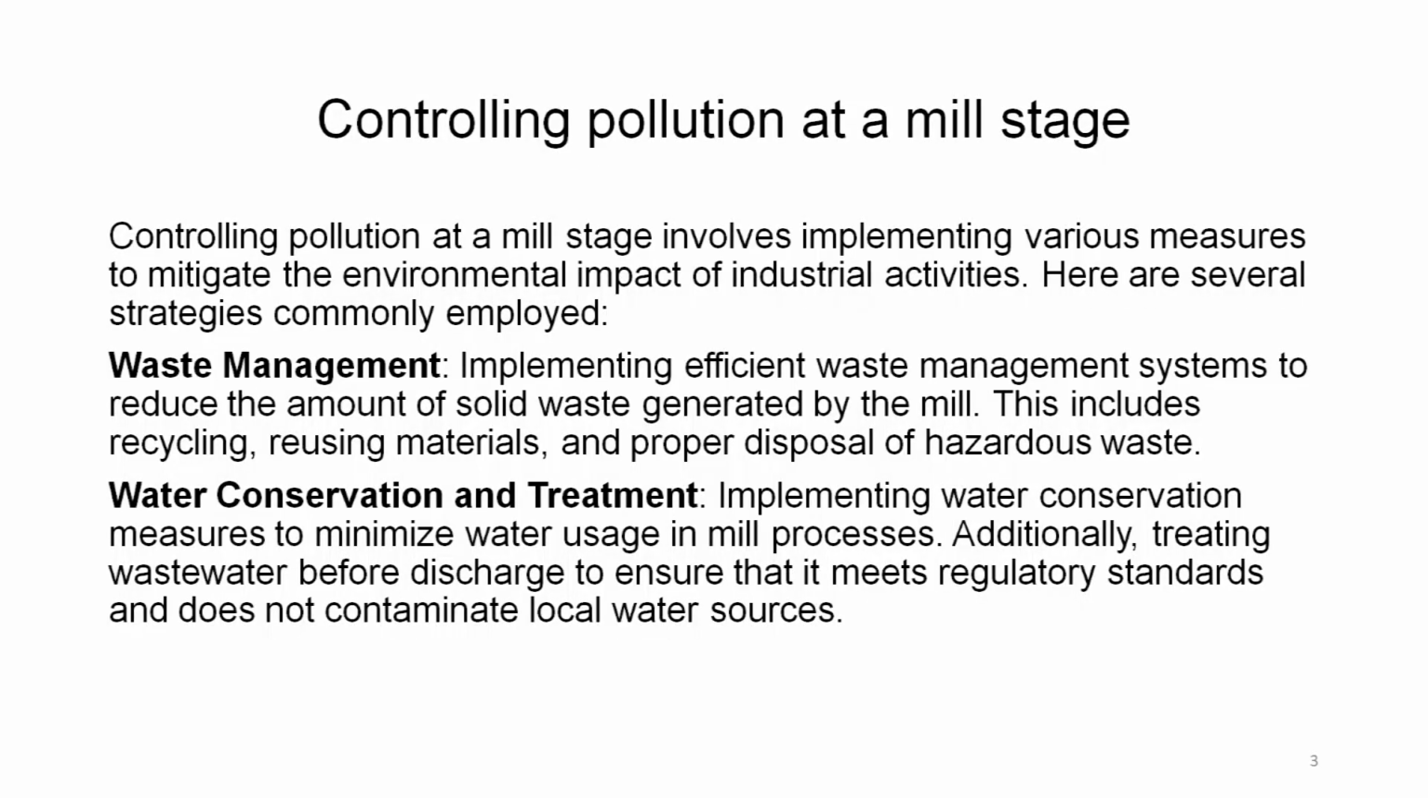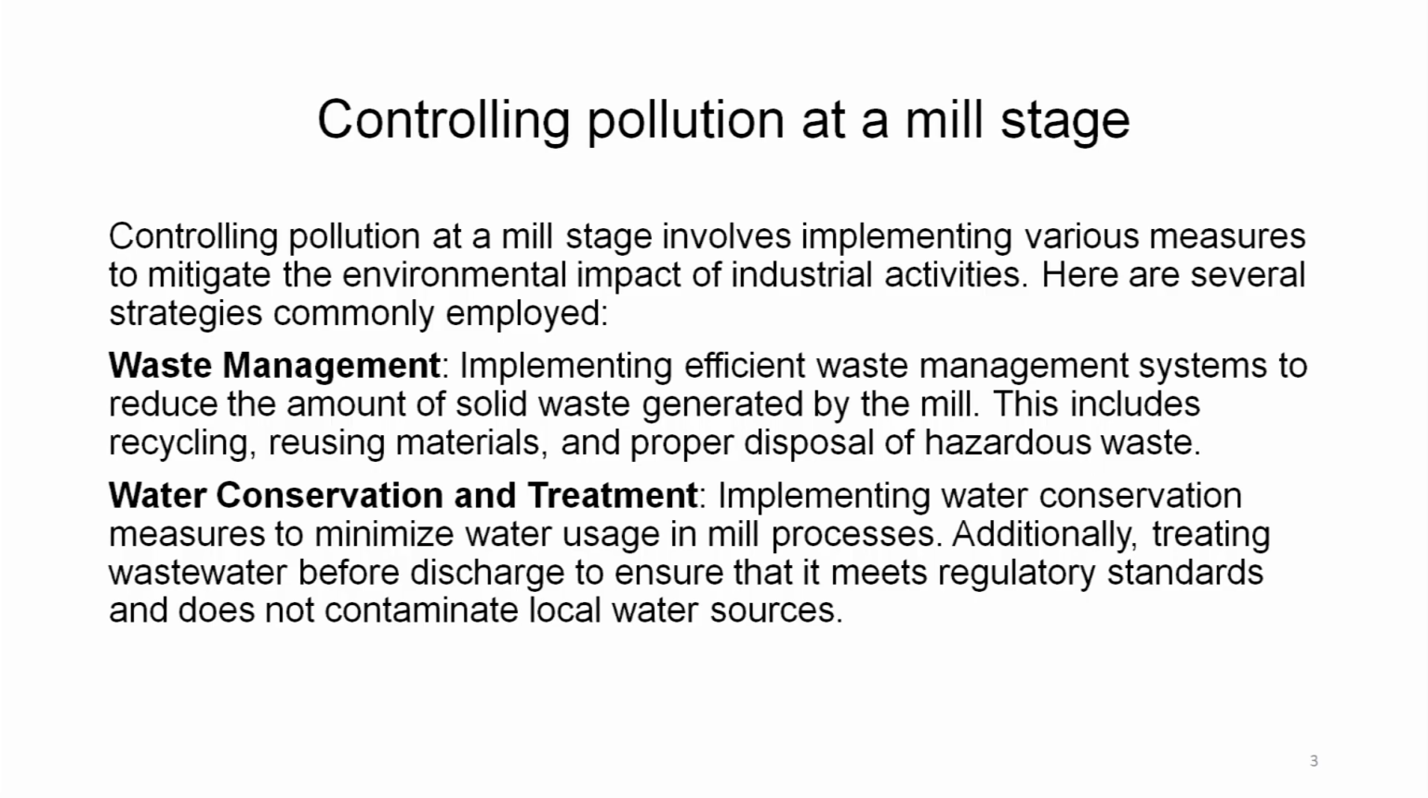Controlling pollution at a mill stage, that means in a textile mill, what are the controlling factors that we need to see and to evaluate, because if we are not careful about these things, then the discharged water or the textile effluent is bound to be highly contaminated. So, we need to understand how pollution control can be done at mill stage.